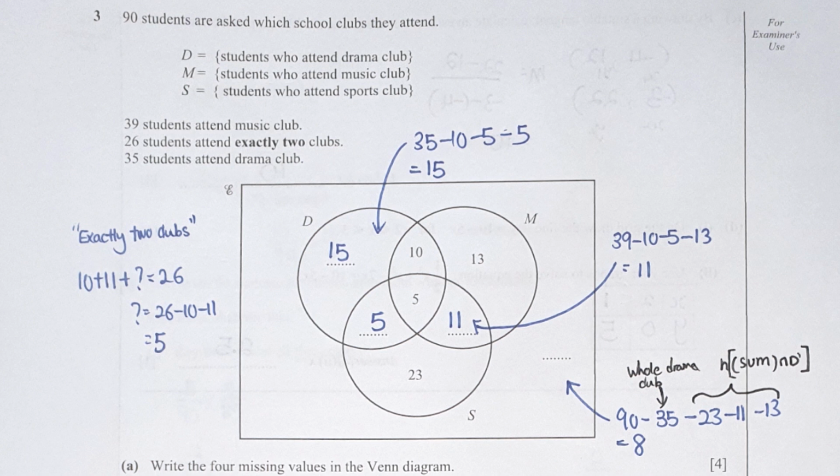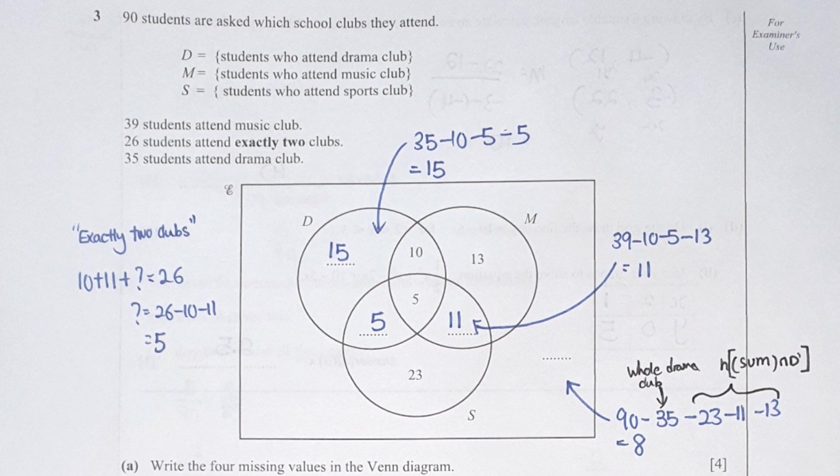With that 11 being said, I now move on to the information exactly 2 clubs, which means 10 plus 11 plus an unknown will get you 26. And your unknown after the shifting and calculation will be 5. Last part is the drama club. So I took 35 minus 10 minus 5. I get my result as 15.